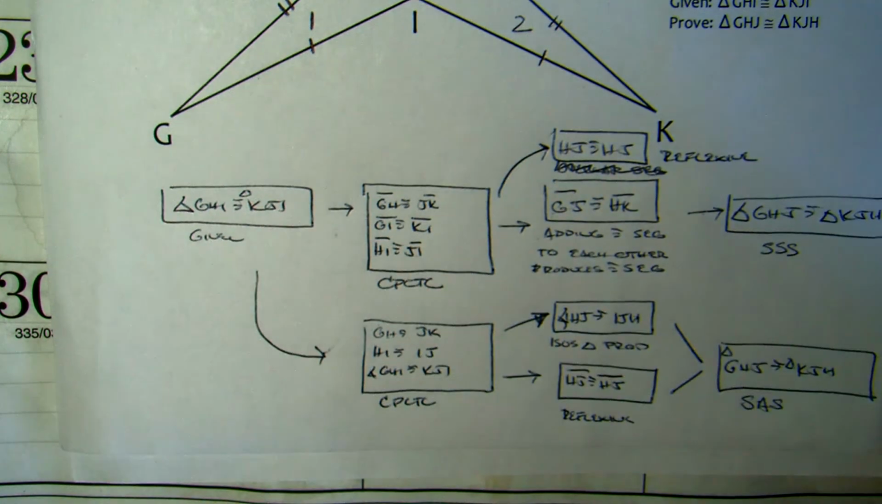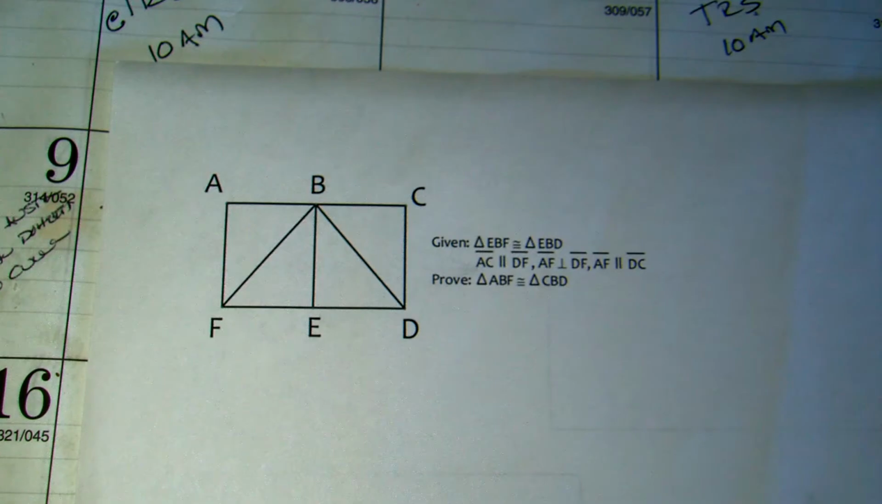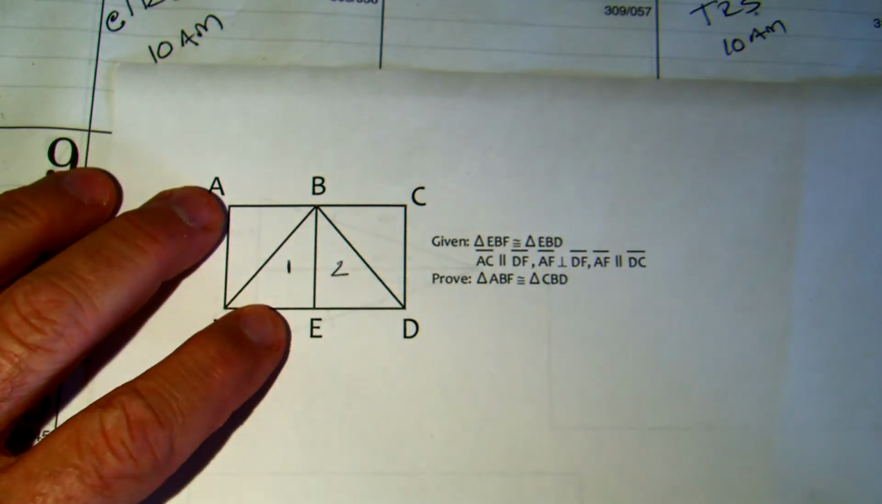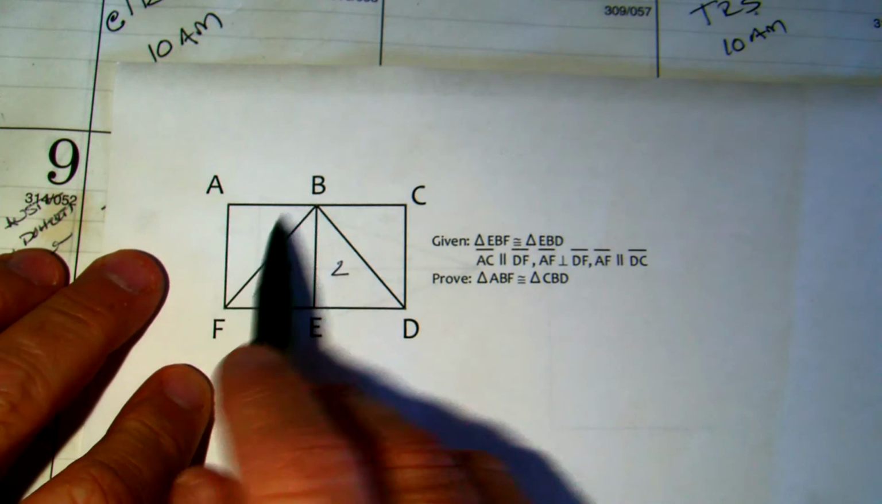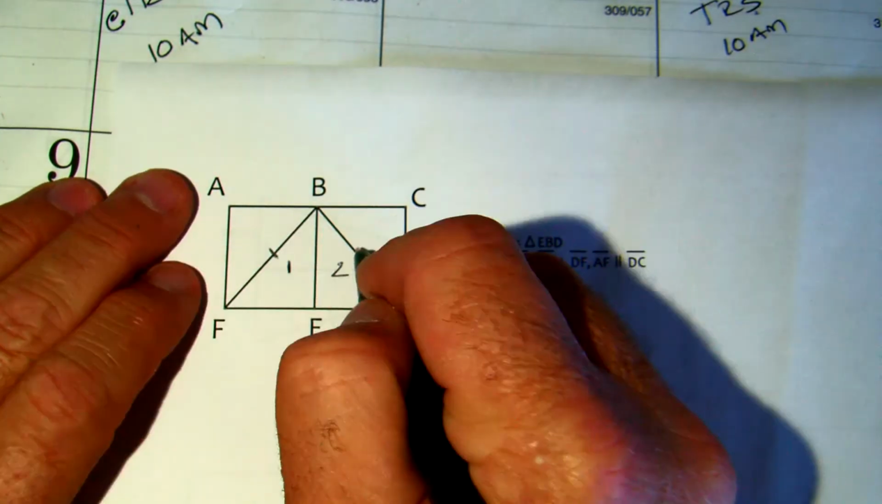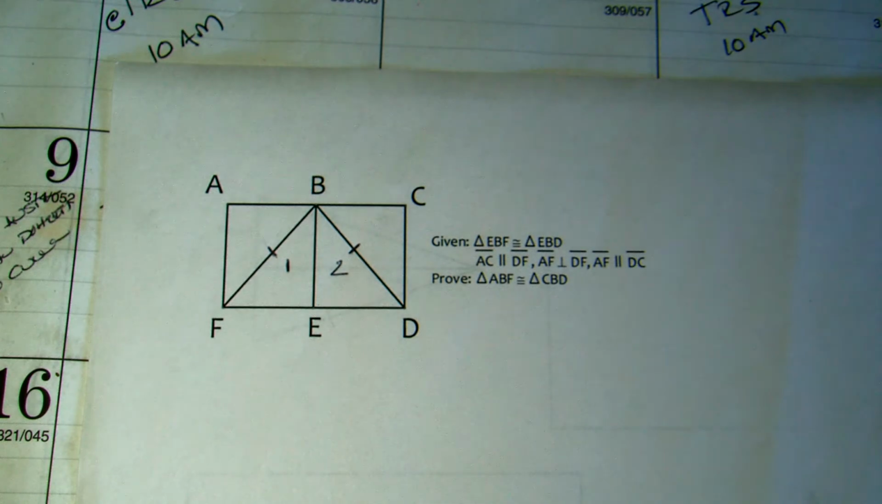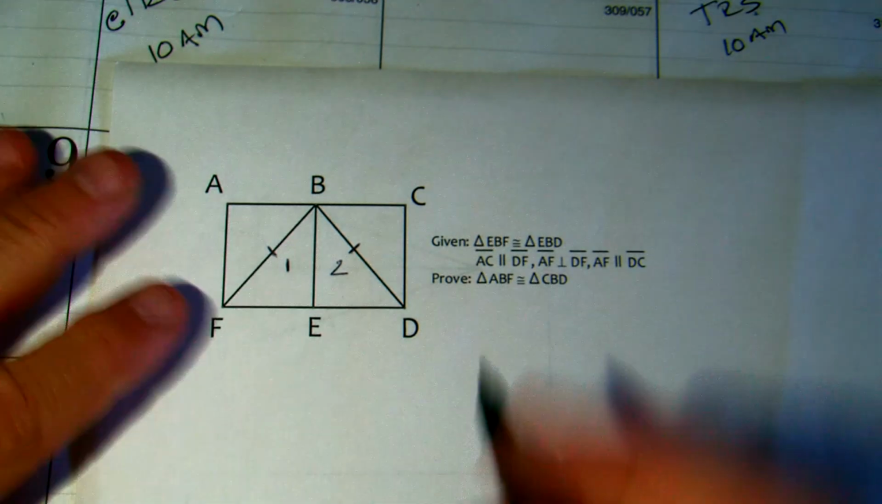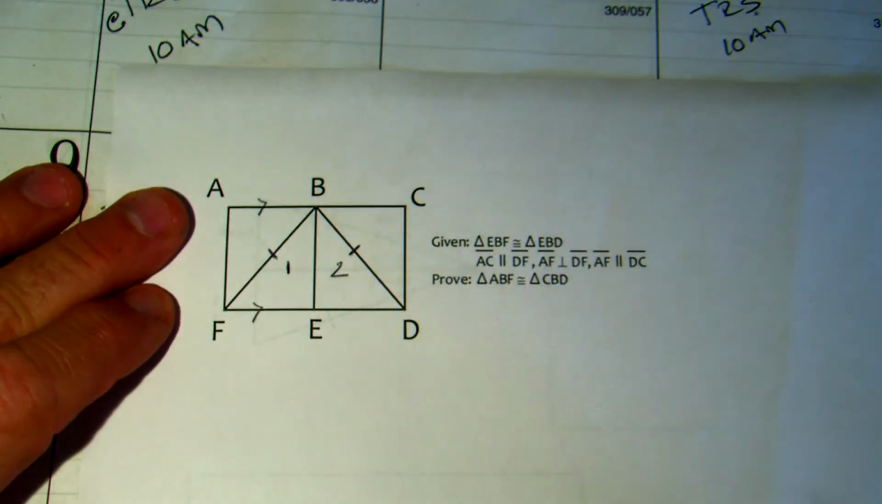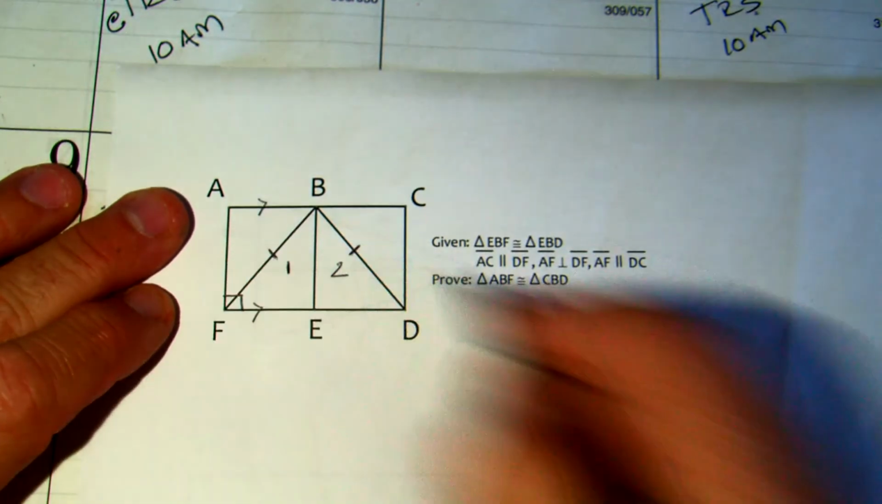So there's two ways to do that one. Again, either one's fine. Now the top one's a little harder, believe it or not. So they tell me EBF is congruent to EBD. So that's these inner triangles. And I'm trying to prove that these triangles are congruent. Well, those triangles have the BF, so I know I'm going to use that, BC, BD. Now everything else comes from something. Now AC is parallel to DF in the given. And then it says AF is perpendicular to DF, so that's a right angle.